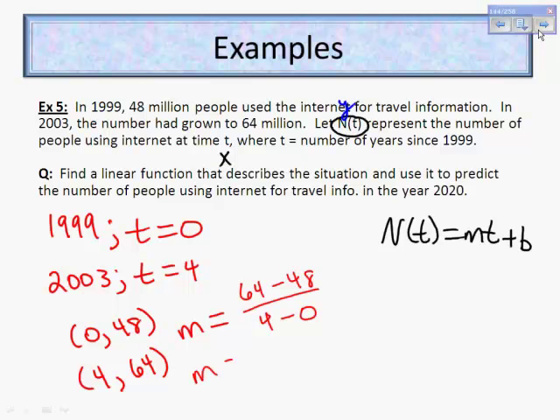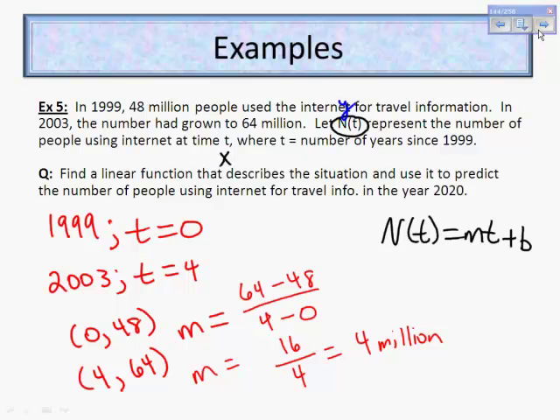So my slope will be 64 minus 48, which would give me 16. And 4 minus 0 would give me 4. And so this is 4, or in this case, 4 million. So there's my slope. So my slope is 4 million. So basically it's changing at a rate of 4 million per year.